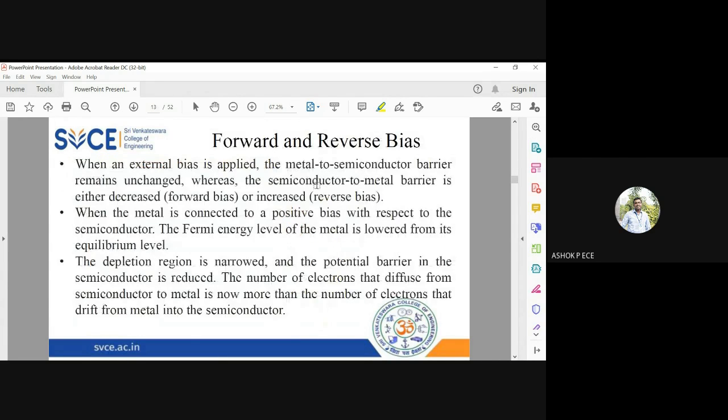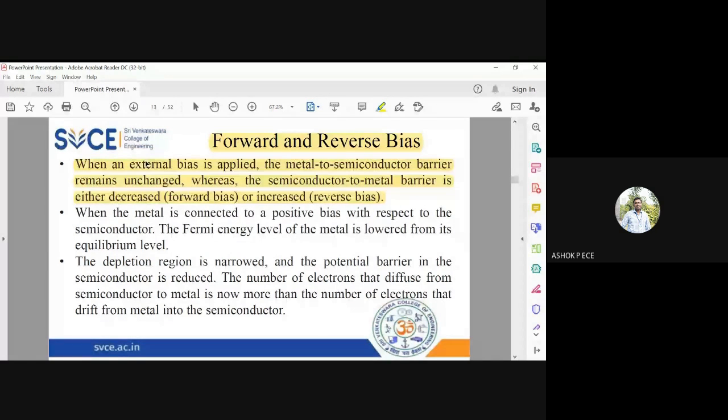So what happens now if I'm going to apply a forward bias and reverse bias to this metal semiconductor junction? We are going to see that. So when an external bias is applied, the metal to semiconductor barrier remains unchanged, whereas the semiconductor to metal barrier is either increased or decreased.